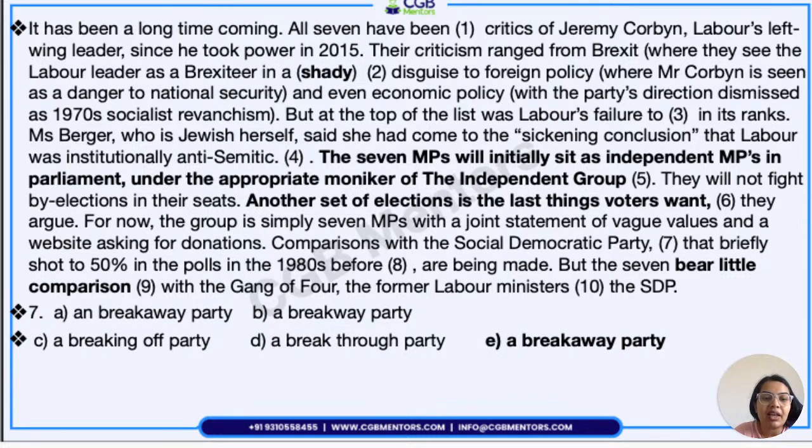Right, अभी आते हैं इस वाले question पे जो कि थोड़ा सा interesting था. Now it says, there is a sentence saying for now the group is simply 7 MPs. Comparisons with Social Democratic Party, dash, that briefly shot to 50% in polls in 80s before. So what kind of party it is? When we say break away and without any space, break away, it means इन्होंने rebel करा, अलग हो. They are, जिसे आप separatist बोल सकते, ठीक है.